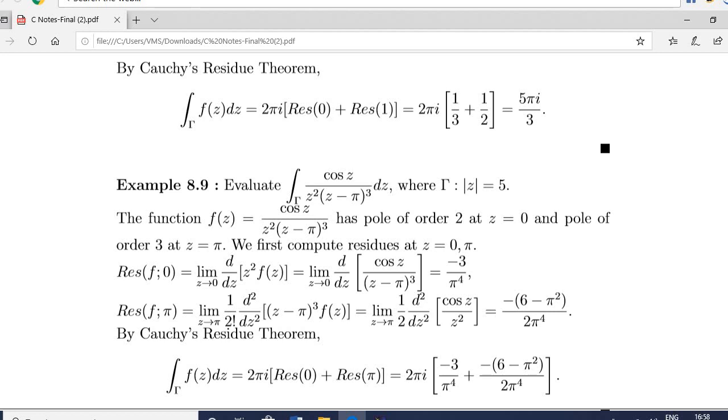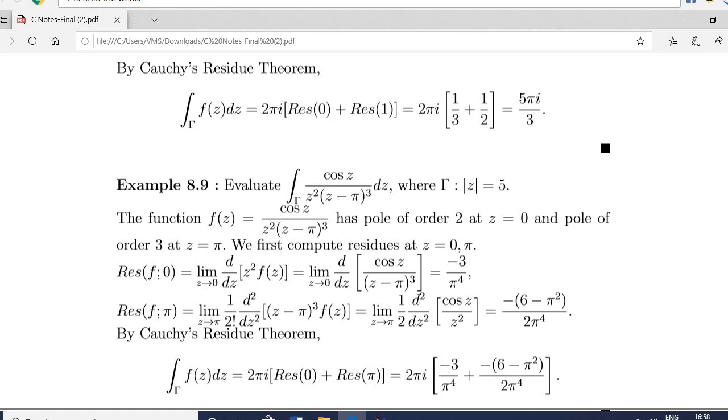So residue of f at 0. Now this is a pole of order 2 at 0. So take the first derivative after multiplying by z square. So the first derivative of cos z upon (z minus pi) whole cube is computed and take the limit as z tends to 0. It comes out to be minus 3 by pi to the power of 4. You check these computations. Similarly, residue of f at pi means that the (z minus pi) whole cube factor will go. The remaining analytic part is cos z upon z square, but it is a pole of order 3, so you have to find the second derivative. The second derivative of cos z upon z square is computed and then take the limit as z tends to pi. That comes out to be this.